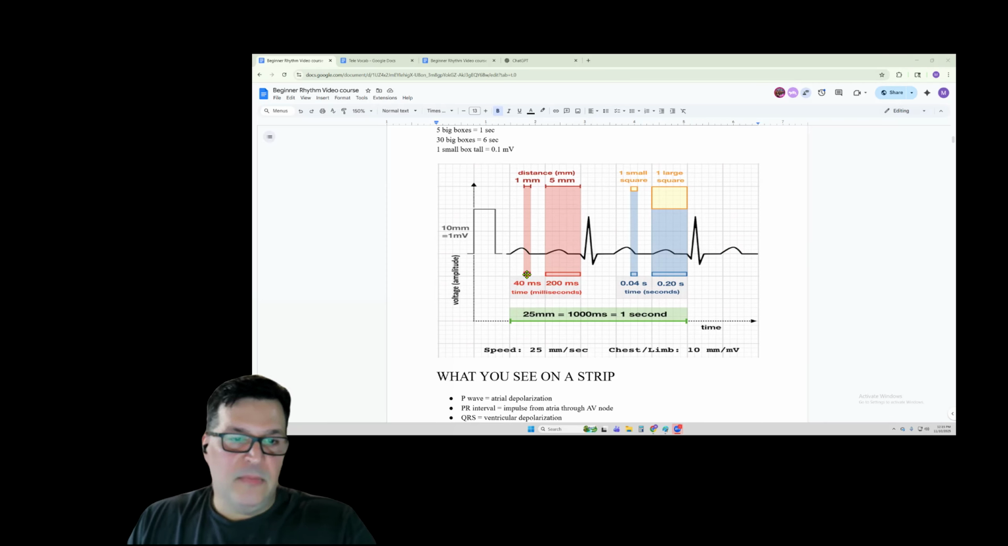So when we talk amplitude, it's also voltage, and that's how high it goes off the baseline, up or down actually. So it could be a negative amplitude. So it'd be negative below the baseline or above the baseline.